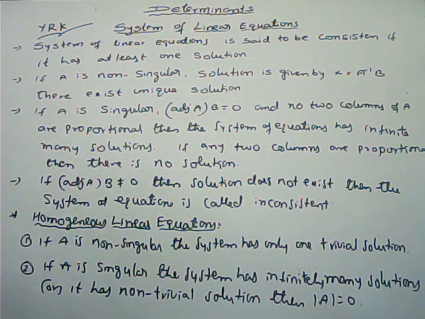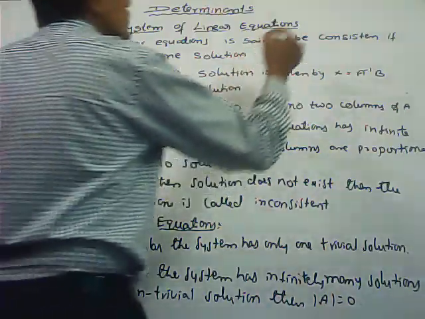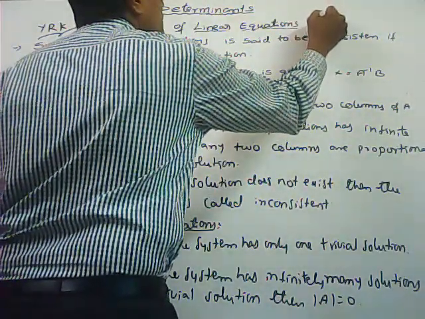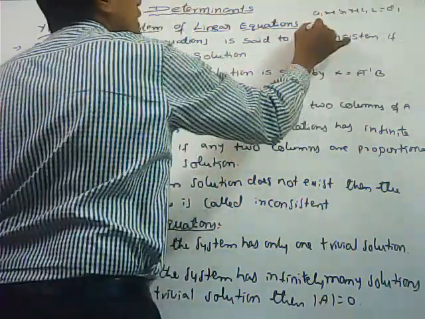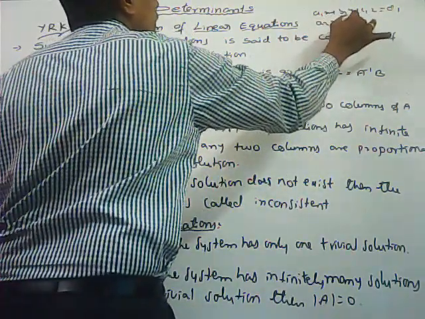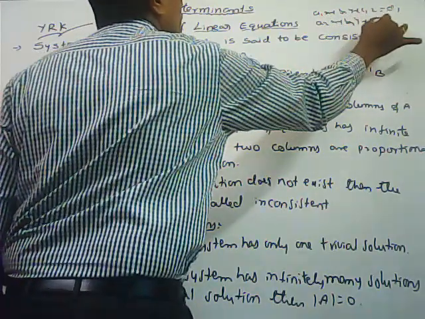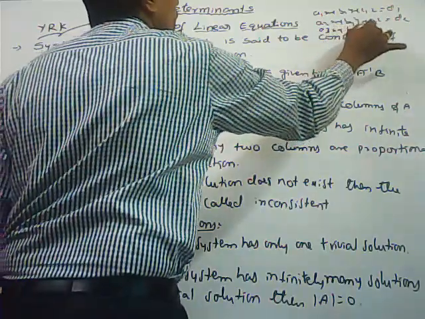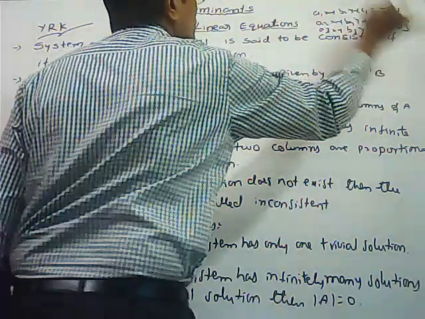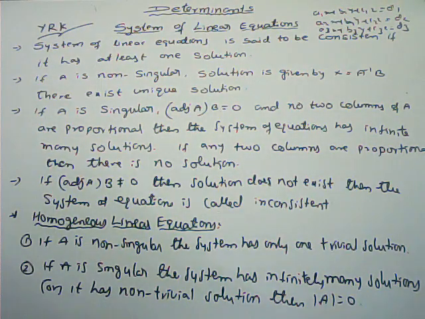Now, if three linear equations are given in three variables: a1x plus b1y plus c1z equal to d1, a2x plus b2y plus c2z equal to d2, and a3x plus b3y plus c3z equal to d3. Three linear equations are given in three variables. Now, these are the main points.